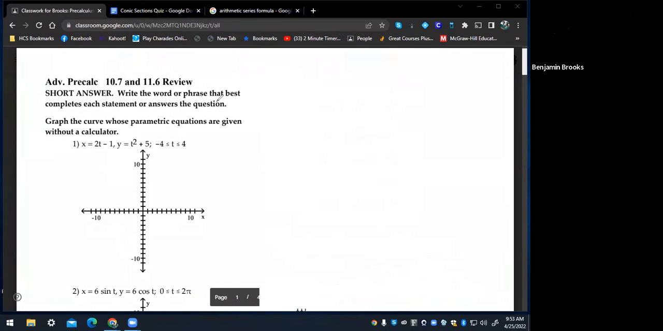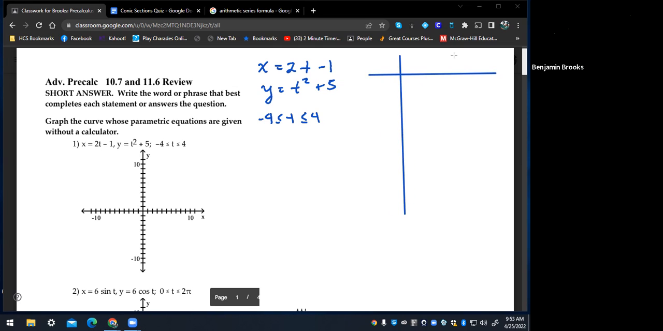All right, so check this out. If you have a situation where x equals 2t minus 1 and y equals t squared plus 5, and we're going to be between -4 and 4. So as before, we're going to create our 3 column table where we're going to have t first, then our x value, and then y.